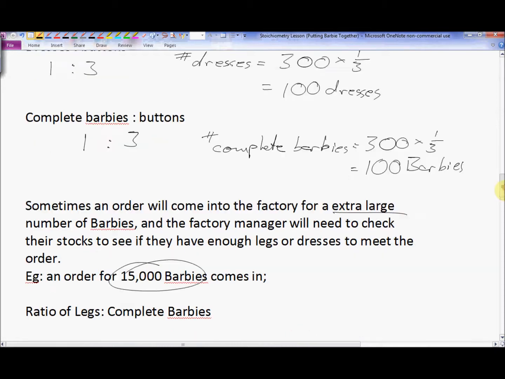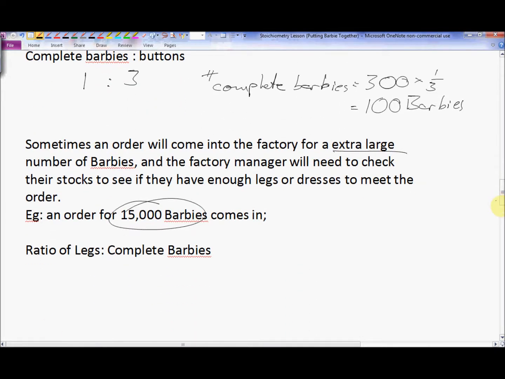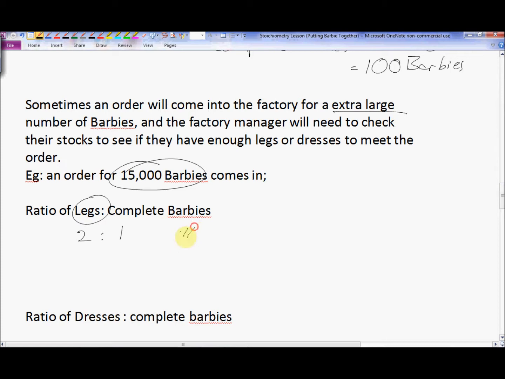Do we have enough legs? So the ratio of legs to complete Barbies again is 2 to 1. 2 legs go into 1 Barbie. So the number of legs we need, we'll have to check our bins within the factory, check our suppliers to see if we have enough. We're going to multiply 15,000 times 2 over 1. Okay, so we end up finding out that we need 30,000 legs to meet our order requirements.